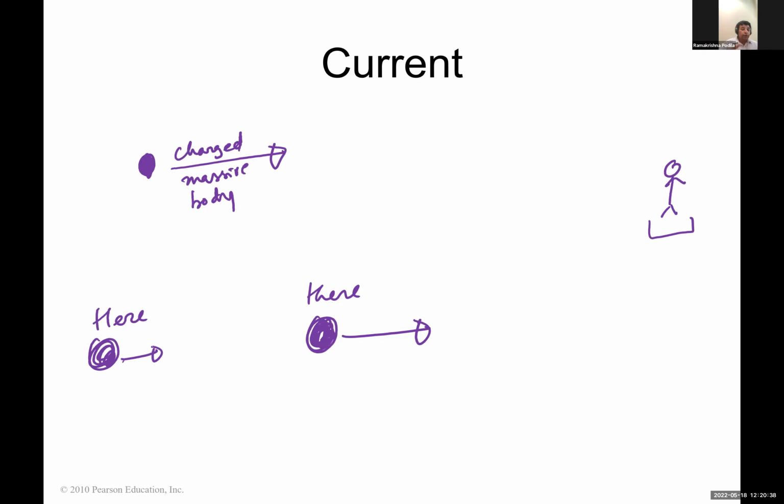So this duration, this takes some time. So there is time to go from here to there. So as the charge is moving, the electric field is moving along with it. Because the charge's place is changing in time, the electric field is also changing in time.